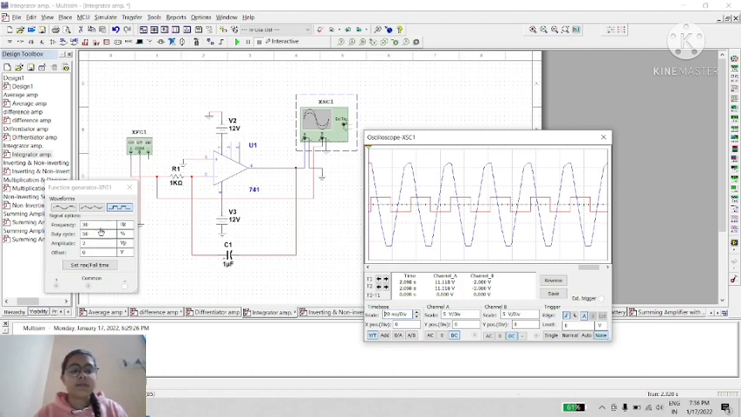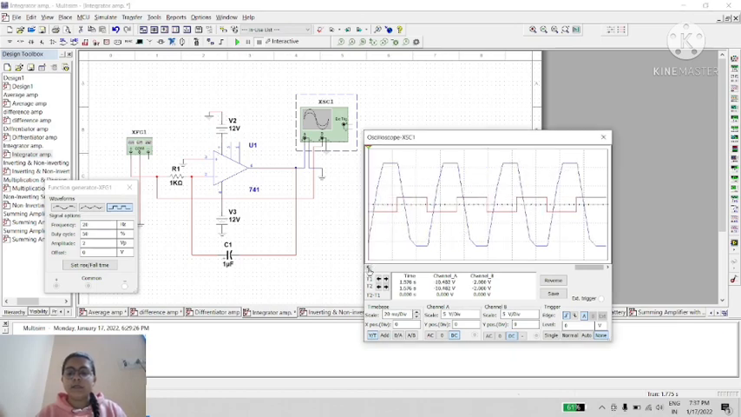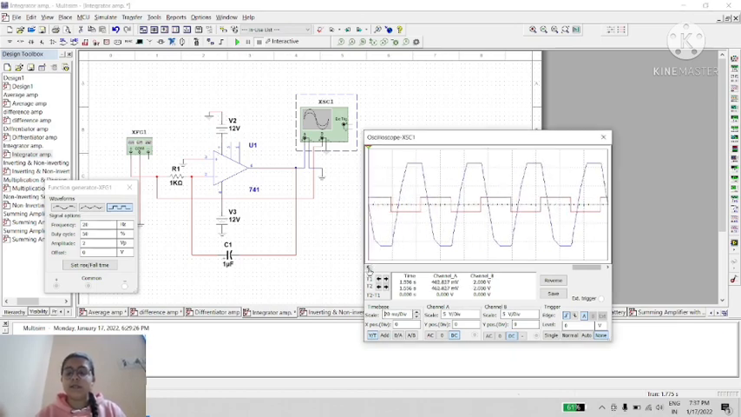Let's check by changing the frequency. I have decreased the frequency so that the blue waveform should be similar to the square waveform or a triangle waveform. Let's see. It's similar to the square waveform, and it is also in amplified form.